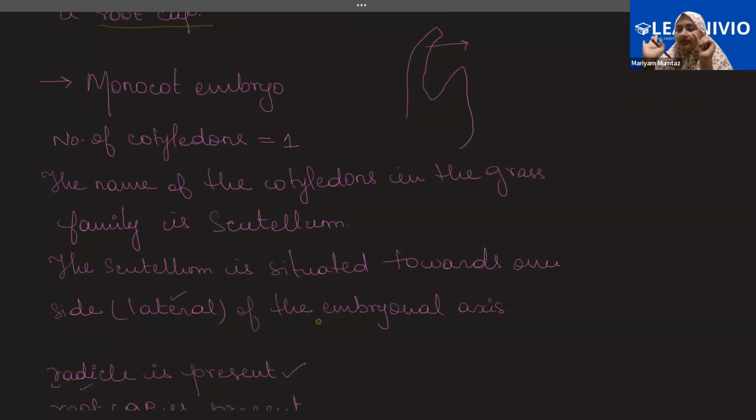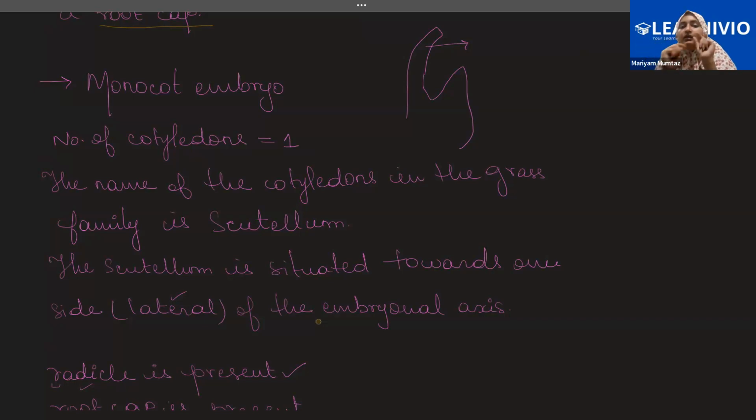Everyone has seen garden peas, right? Now, if you remove the outer layer of that, you will get two halves, isn't it? Those two halves are cotyledons. Okay, those two halves are cotyledons.